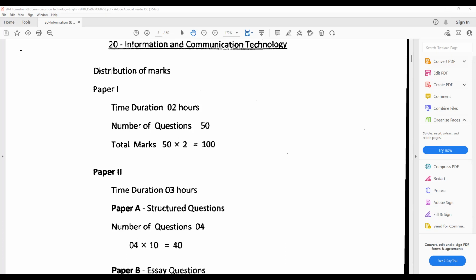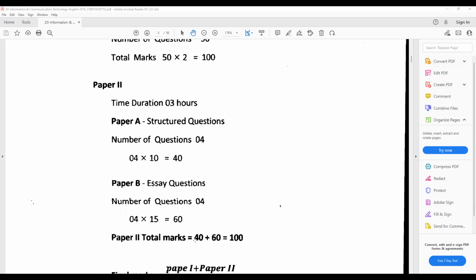And you'll be given 50 questions, right? So you have about 2.4 minutes to answer each question. So that is paper one. Then paper two, again, you have 3 hours.